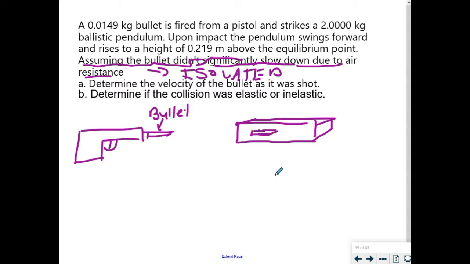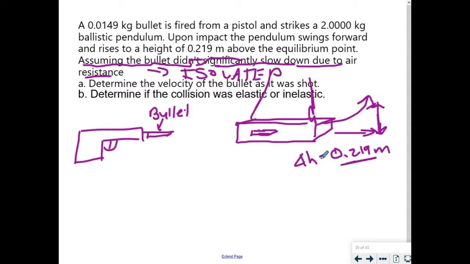Due to the transfer of momentum, is this not basically the exact same as the football player we just did? Right? The one football player tackles the other football player, and they keep going forward together. Is the bullet not going to hit the block, and then they're going to go forward together? But they can't keep going in a linear line because we've suspended this thing from the ceiling, and it's going to swing upwards. And what we've been told is how much swing upwards it has. It's going to increase its height by 0.219 meters. That is a change in height.